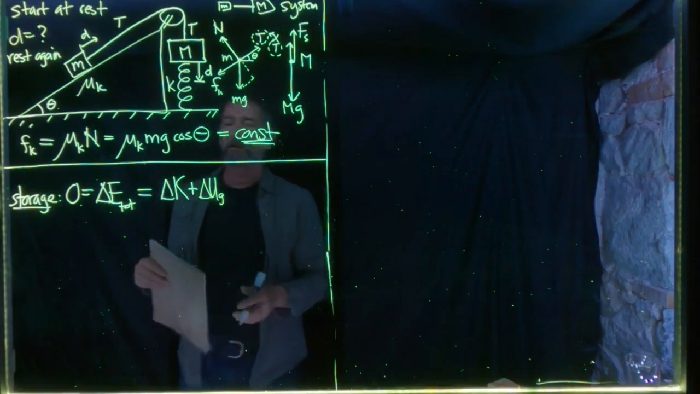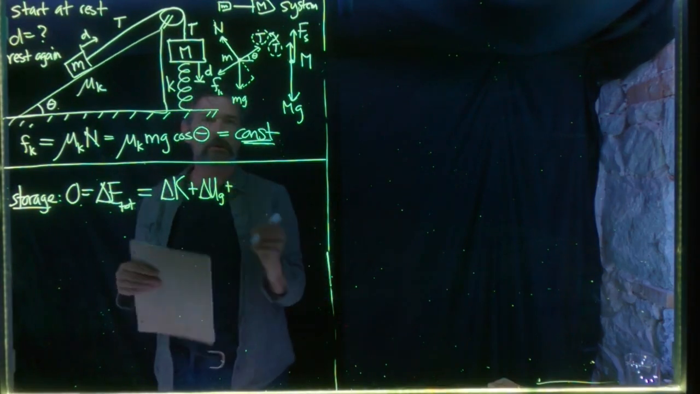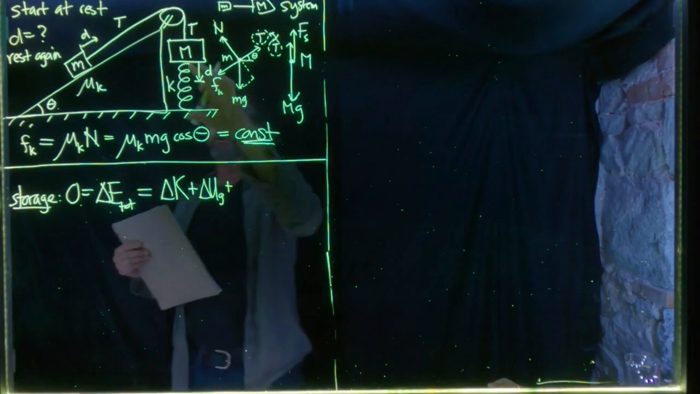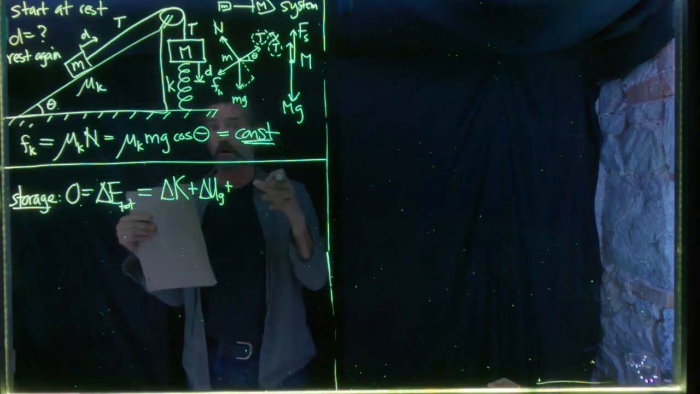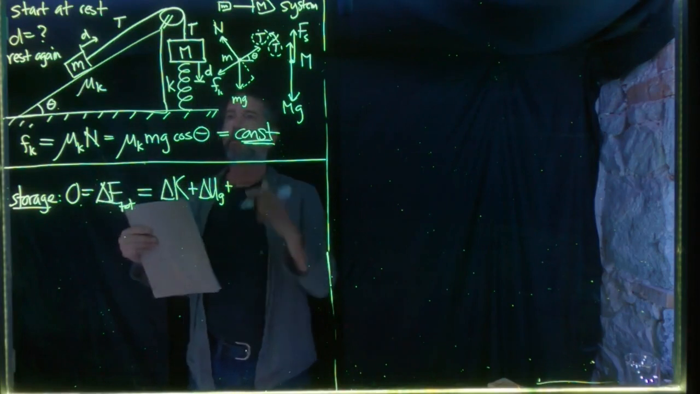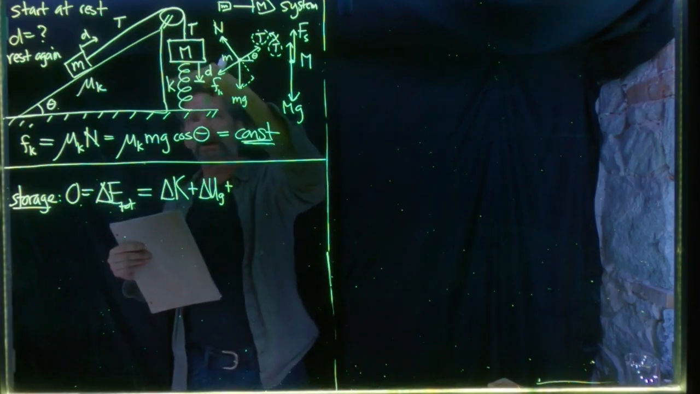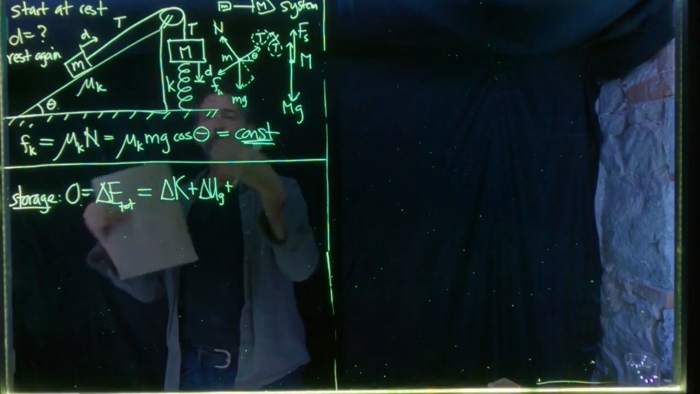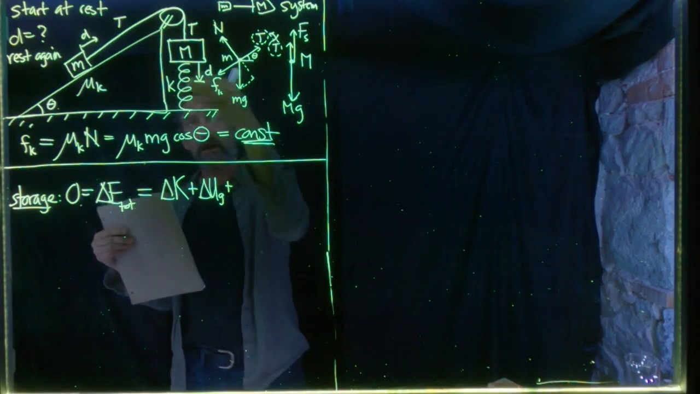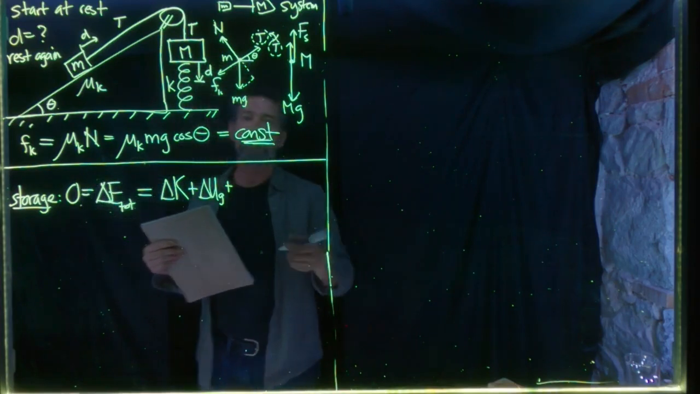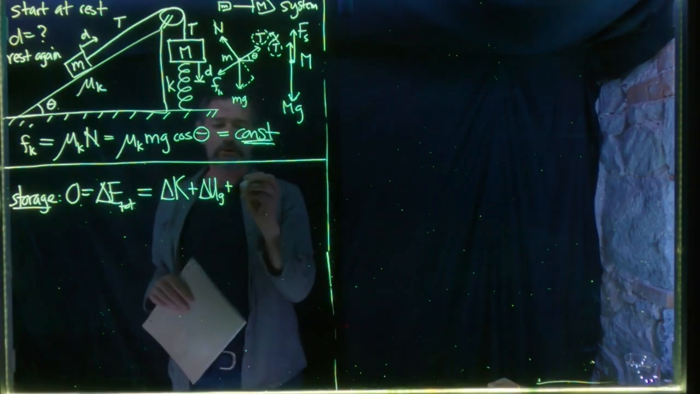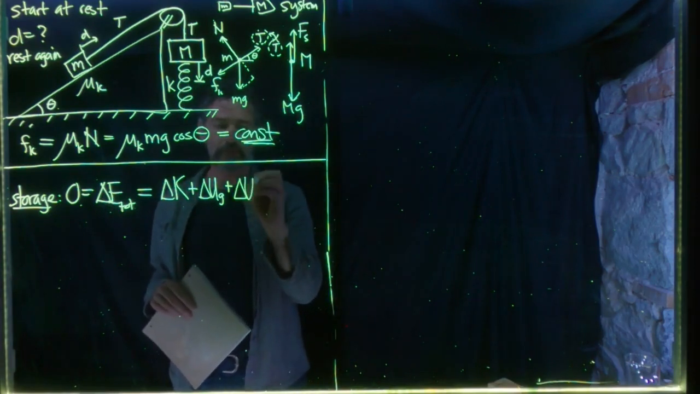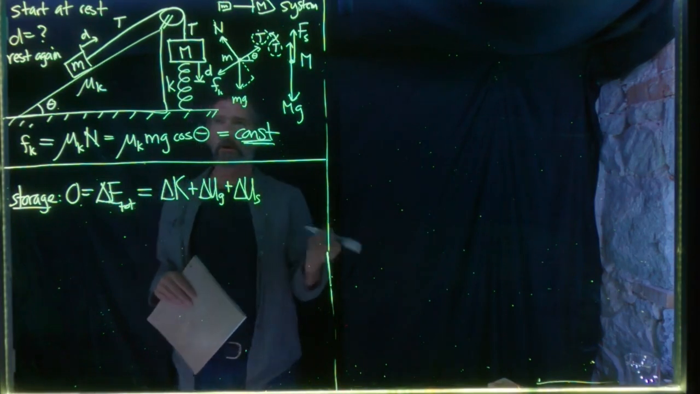Another form of energy here is we've got a spring. That spring is initially relaxed, and so it just has its minimum value. But then as that spring is compressed through a distance d, there will be energy stored in it. How much? 1/2 kd squared, the amount by which it is compressed, squared. So there is definitely going to be a change in the spring energy.